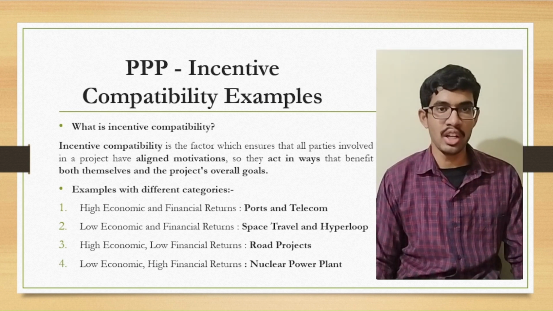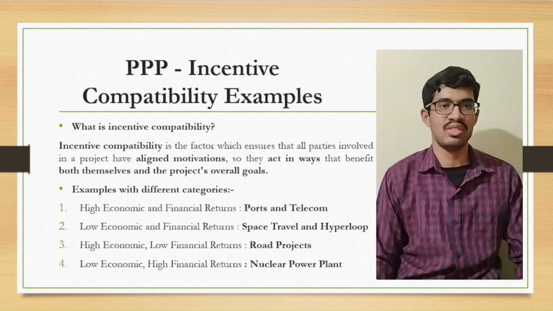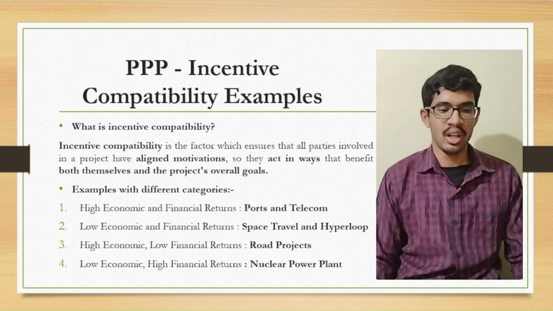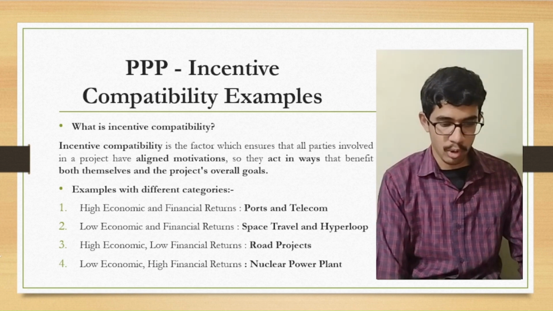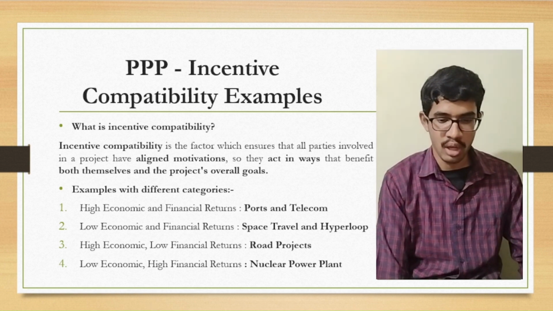So both are benefited. In order to make sure that both are benefited, there will be a particular amount of incentive. So that should be compensated. That is what we call incentive compatibility. Now let us discuss more about the examples of incentive compatibility.